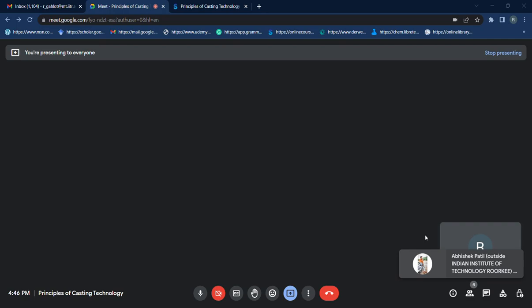Investment casting: turbine blades. For connecting rods, I think option D, drop forging. Yes, that is right. For centrifugal casting, option number 5, that's also right. And for investment casting, like we just discussed, it is used for turbine blades, so it will match with turbine blades.